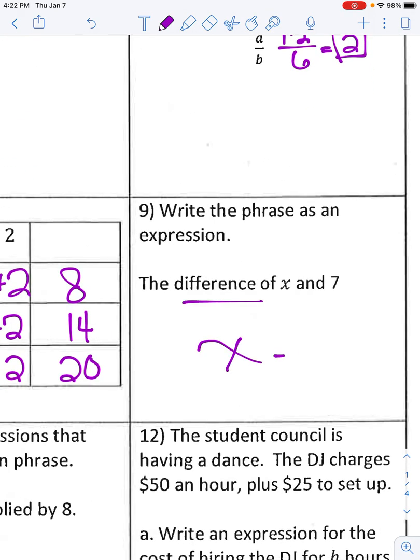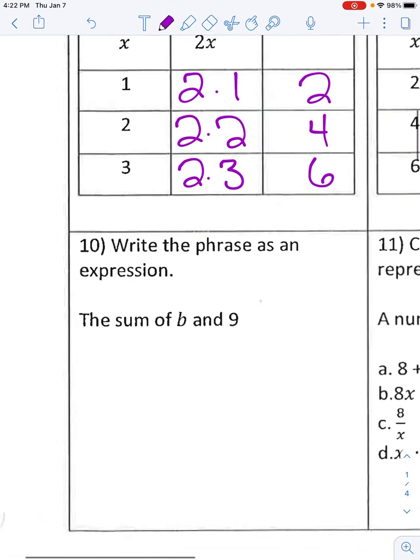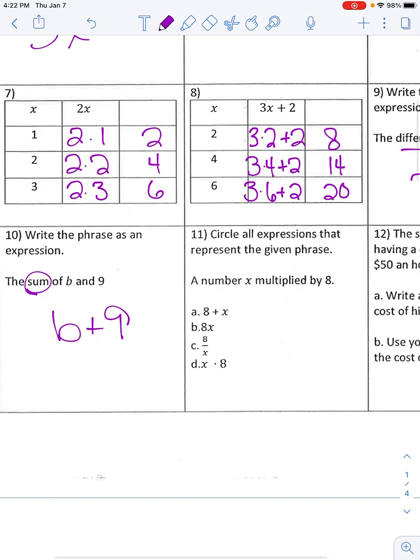Write the phrase as an expression. The difference means we're subtracting of x and 7, so just x minus 7. Number 10, write the phrase as an expression. Sum means we're adding. The sum of b and 9 is b plus 9.